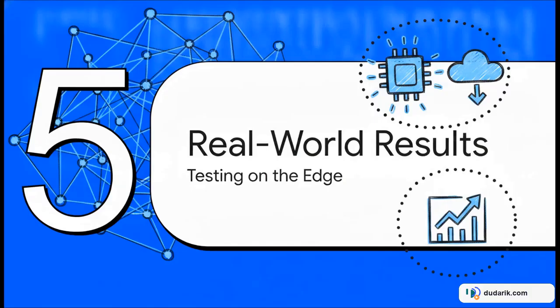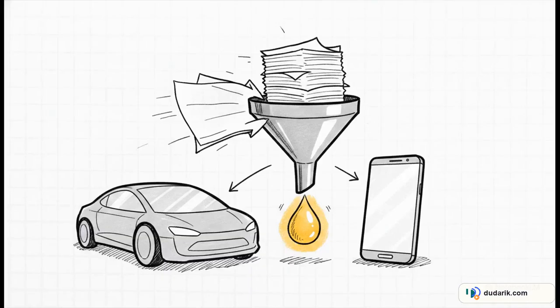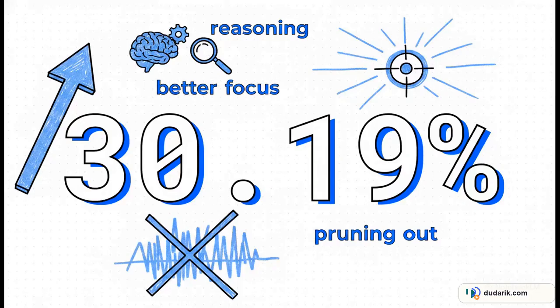Now for the best part, Section 5, Real-World Results. Theory is great, right? But practical application is what really matters. Researchers deployed Core on 2 hardware testbeds, an NVIDIA Jetson, which is an edge device like you'd find in an autonomous car, and a standard Huawei smartphone. They gave it a super strict limit of just 2,000 tokens to work with, and the empirical results are just absolutely staggering. First off, accuracy.